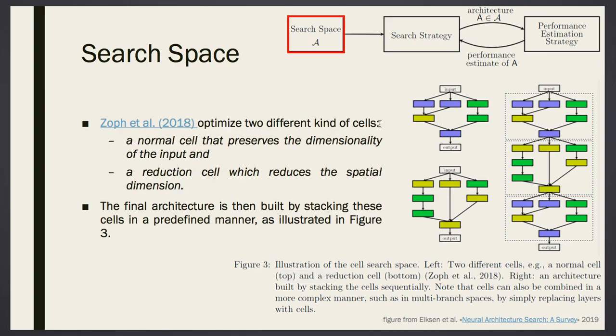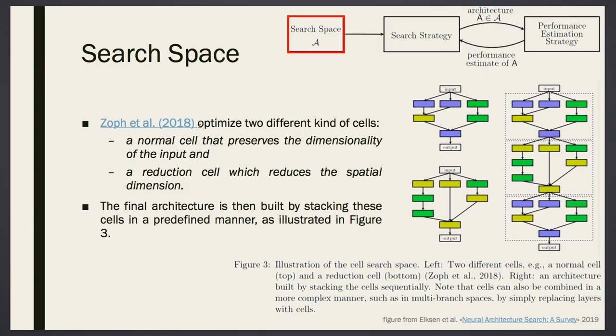Okay, and finally, about search space. There's a nice paper, by a guy called Zoph, the first author, 2 years ago. What they do is they construct a structure in which they have 2 types of cells.